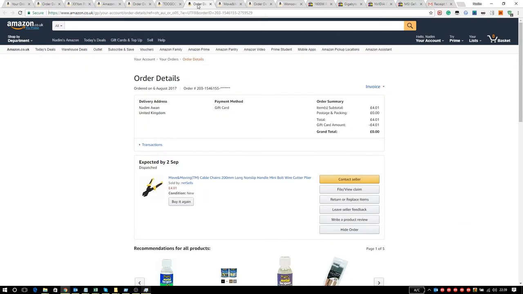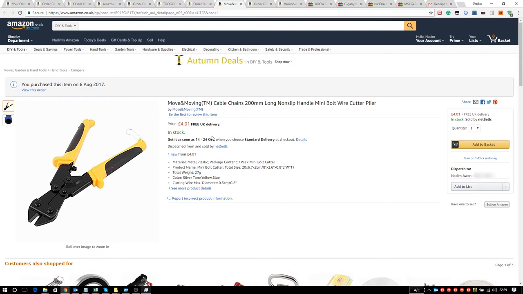Next is the mini bolt cutter. This was £4.01. It's made out of metal and plastic, and it's about 20 centimeters long, weighs 27 grams, and the maximum cutting diameter is half a centimeter. The brand is Move and Moving, and this came from a Chinese seller called Netcell.